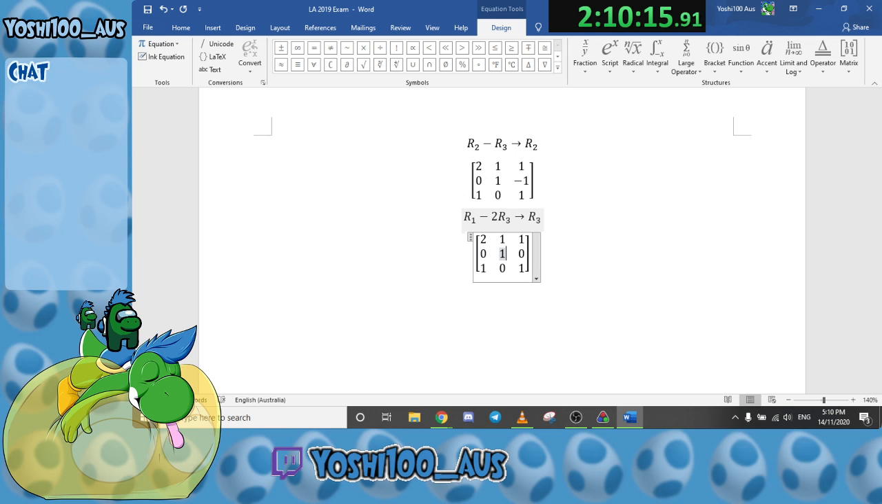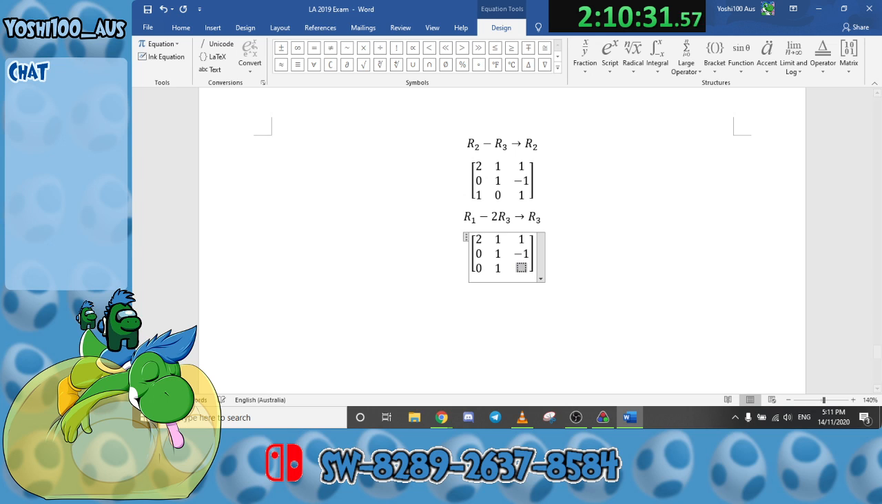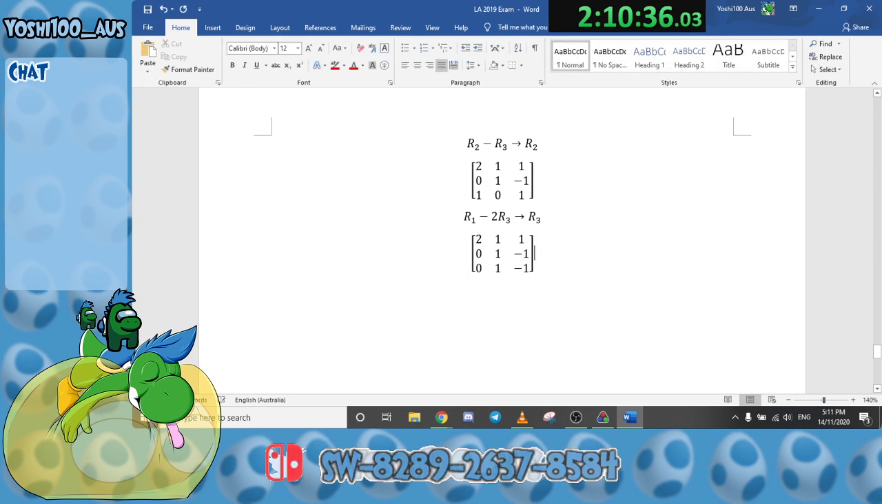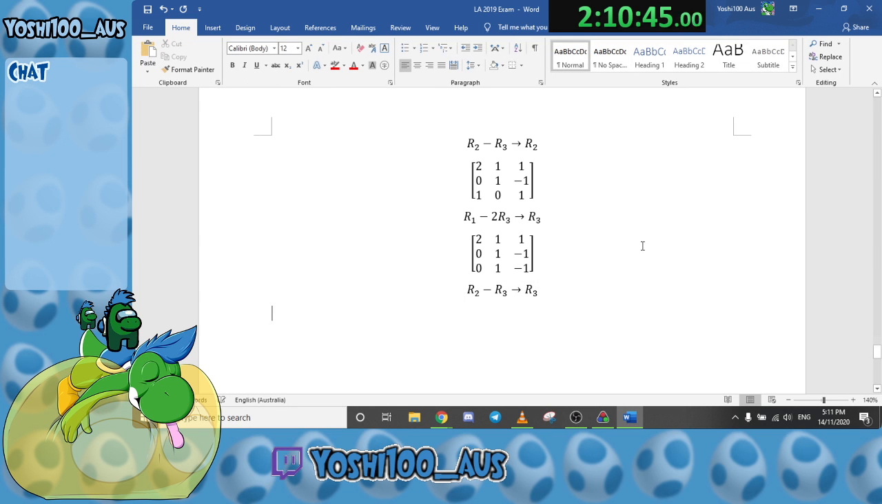I also need to modify this. 0, 1. Right, so R1, take 2, so that's 1. It's 1, take 2 is minus 1, right? Oh, I see. There you go. That's where we have R2 take R3, becomes R3, and we rewrite this matrix with zeros.